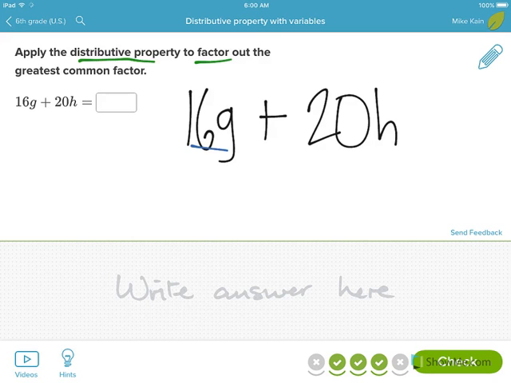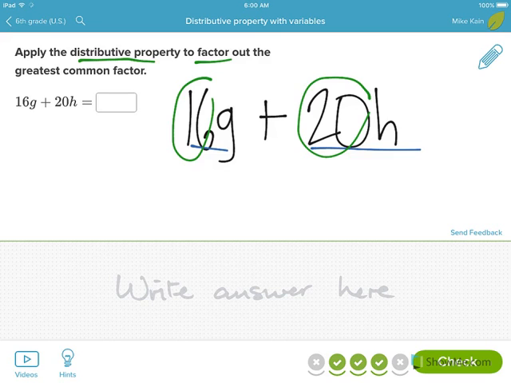Alright. So, we have two terms. We have a g term and we have an h term. We cannot combine like terms because you can only combine a g term with a g term and an h term with an h term. So what do we do? How do we simplify this? Well, let's look at our coefficients. Remember that word? It's these numbers that work with our variables by multiplication. And we're looking for a common factor.